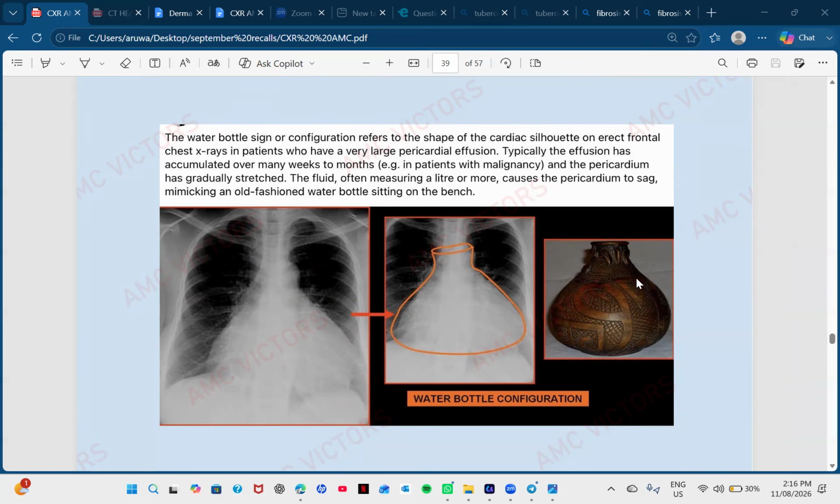Just 1 minute. Okay, doctor, just 1 minute. I need to put the charger in.